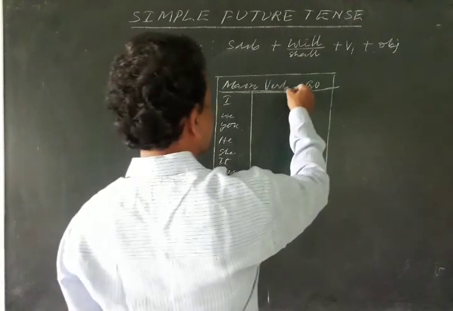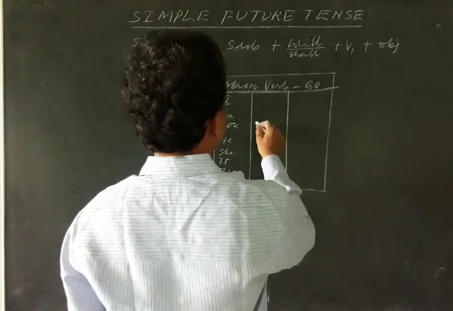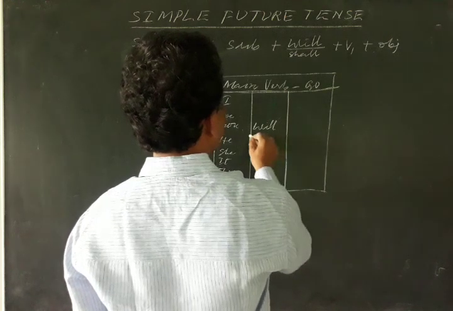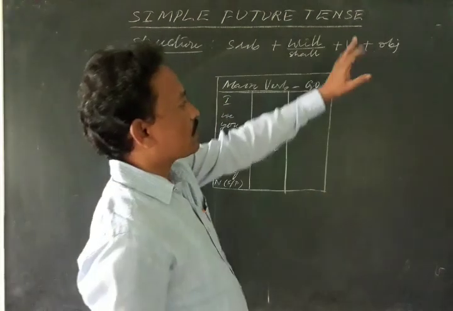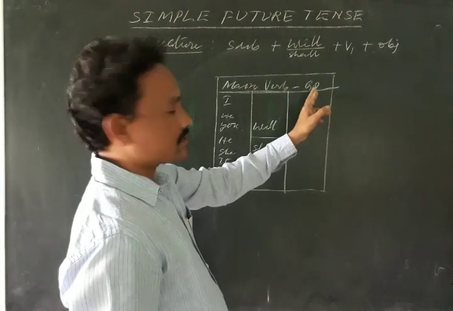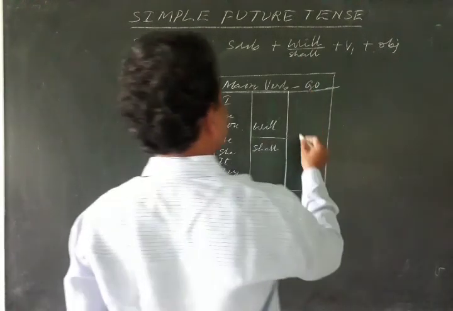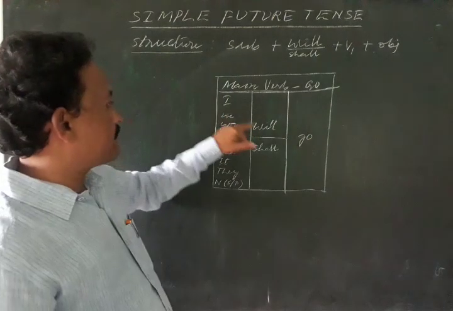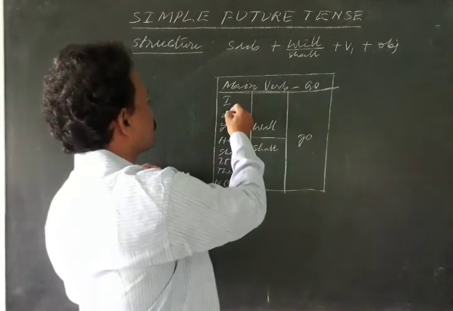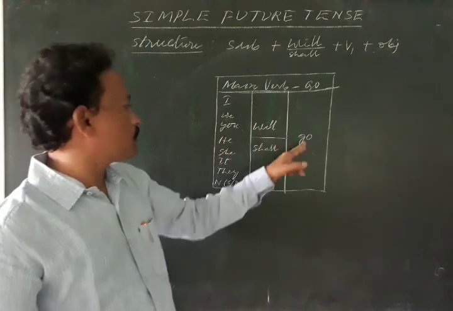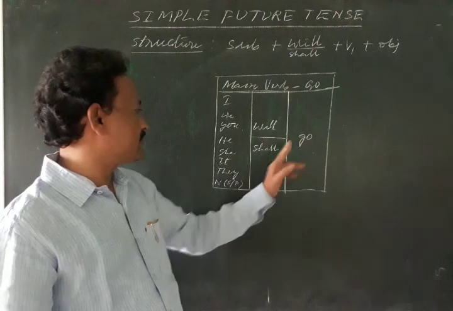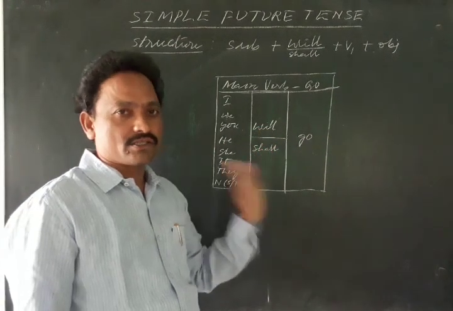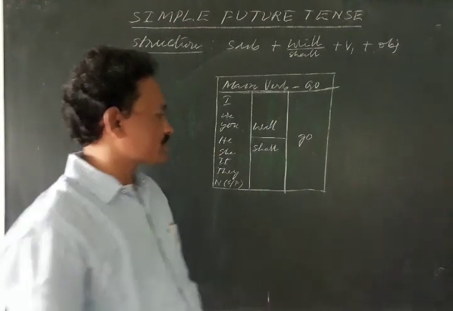Will or shall. Here V1 only. What is given in bracket is the only word, that verb is used here. What is here? Go. That's all. This is the structure, very simple. I will go. We will go. He will go. She will go. It will go. They will go. Otherwise, instead of will, shall is also accepted. So this is the structure.